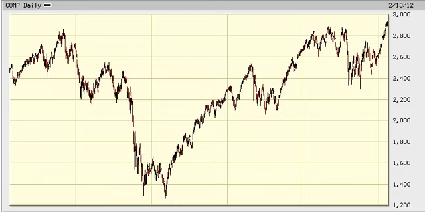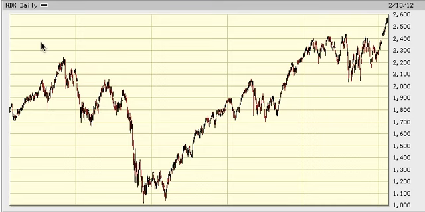Okay, NDX. As you can see, 5 waves up, wave 2, and this is clearly taking out the top of the wave 1. There's absolutely no doubt about it. But the top of the wave 1 is about 2420, and NDX got to 2572 intraday today. So it's entered the third wave.